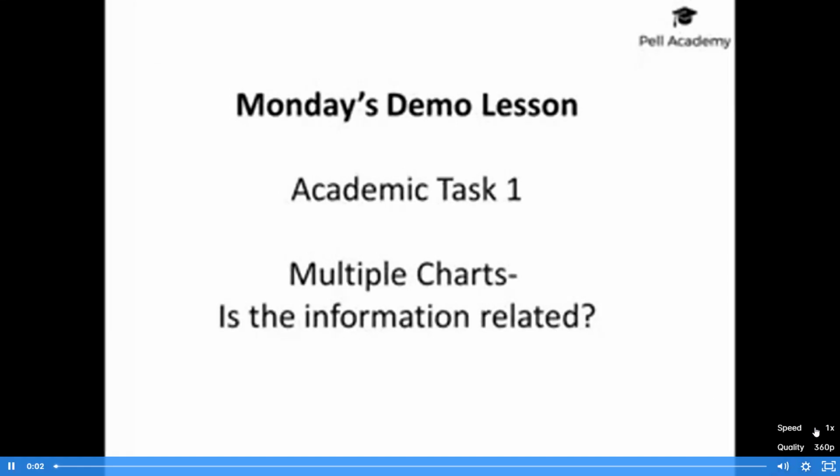Okay guys, so another lesson for academic students, and today we're looking at multiple charts. I've called this lesson "Is the information related?" More because I need to call it something than it's specific to these multiple charts. This question is prominent for every multiple chart question that you do, and we'll look at that in a bit more detail.